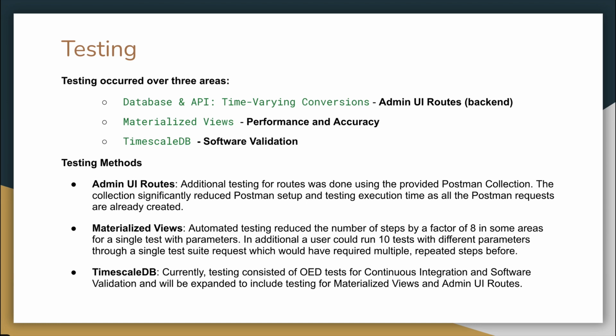Materialized views. Automated testing reduced the number of steps by a factor of 8 in some areas for a single test with parameters. In addition, a user could run 10 tests with different parameters through a single test suite request, which would have required multiple repeated steps before.